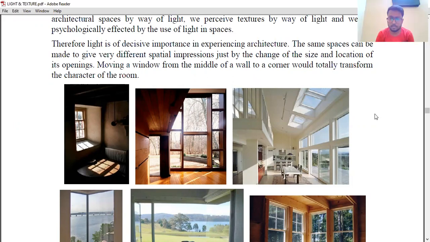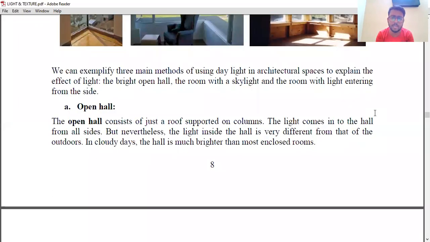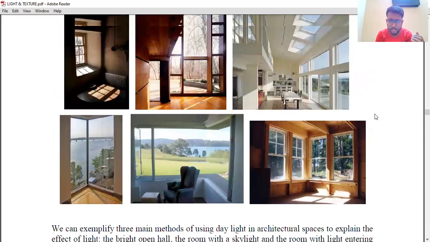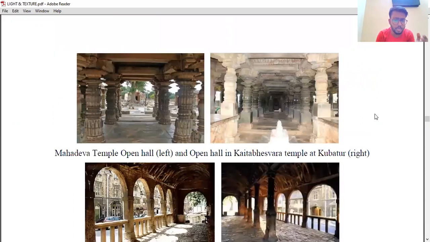Okay, great. Now, moving further, we can exemplify three main methods of using daylight in architectural spaces to explain the effect of light: the bright open hall, the room with a skylight, and the room with light entering from the side. So we have one open hall. The open hall consists of roofs supported on columns. So we have the concerned example over here for that open hall.